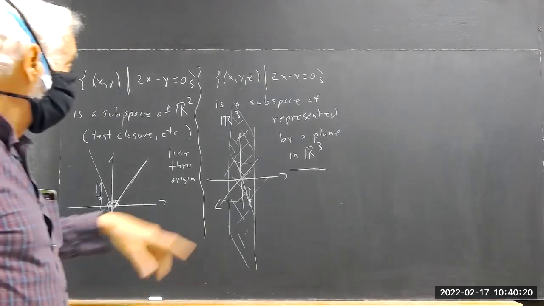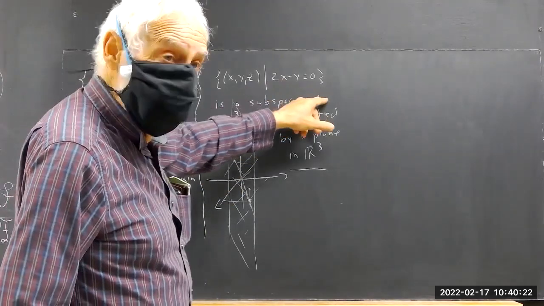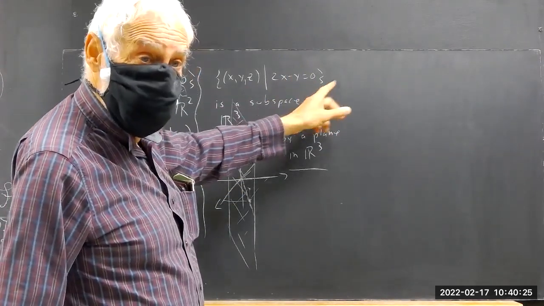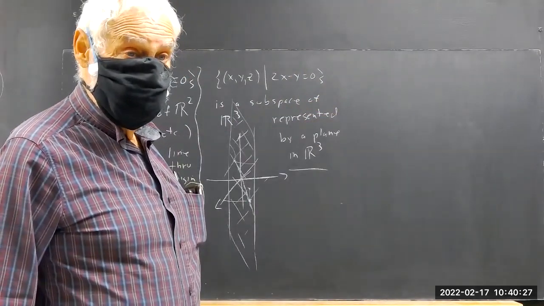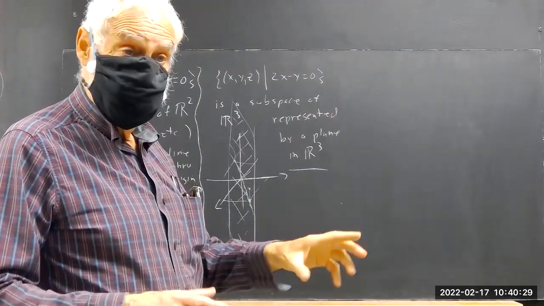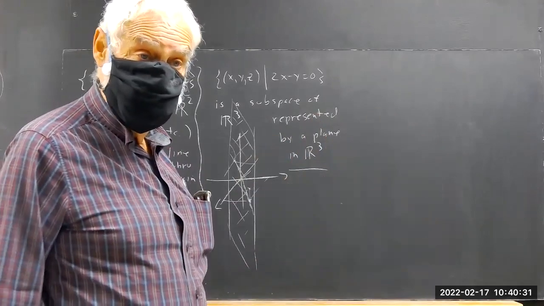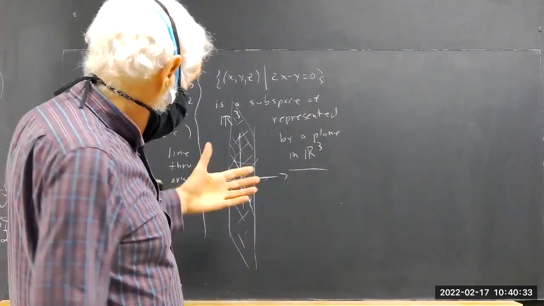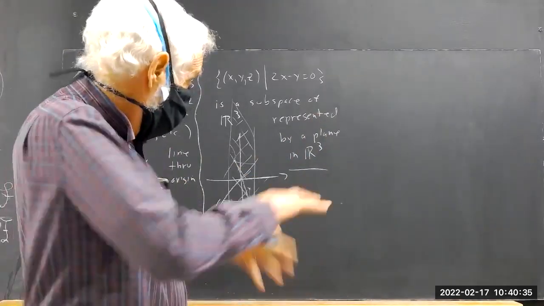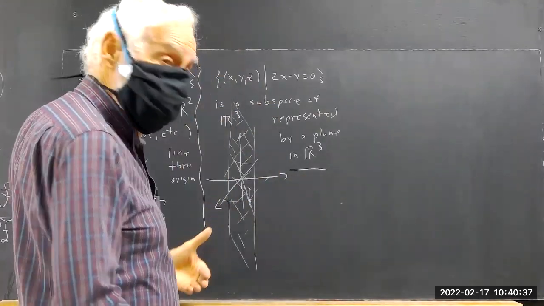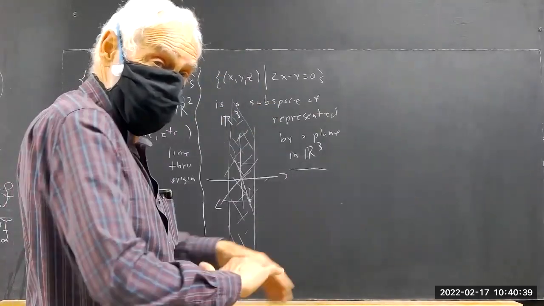In general, I can take any linear equation in X, Y, and Z: a multiple of X, a multiple of Y, a multiple of Z, set equal to 0. And it gives me a subspace, which of course won't necessarily be a vertical or a horizontal subspace.